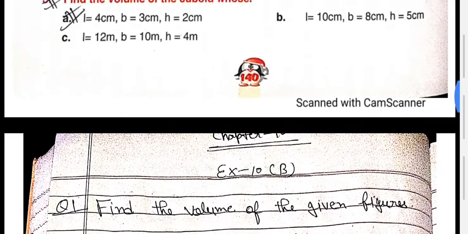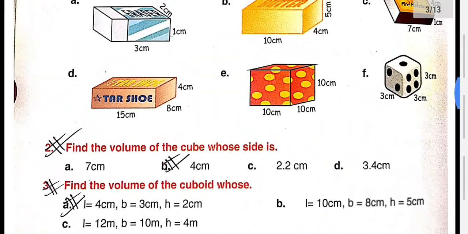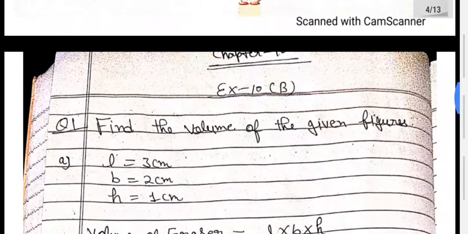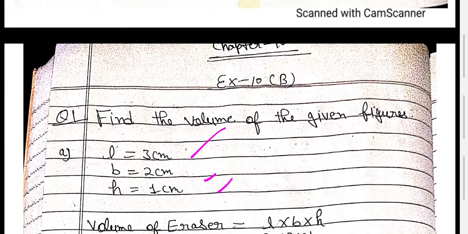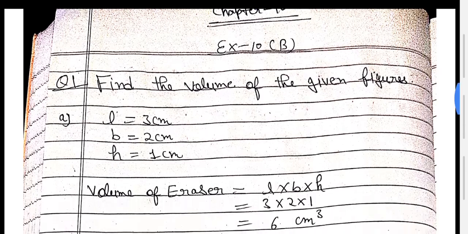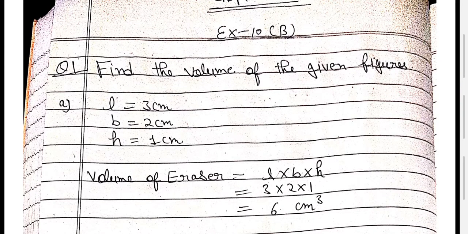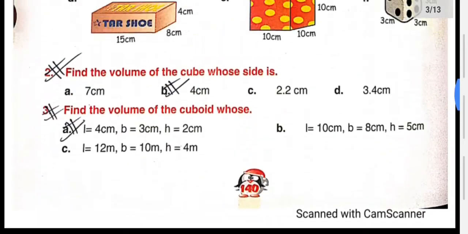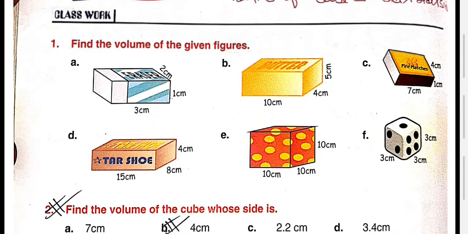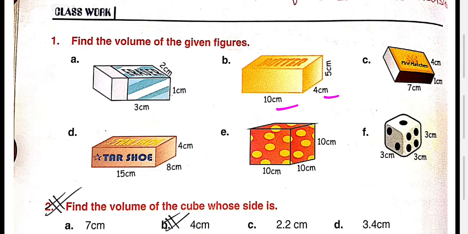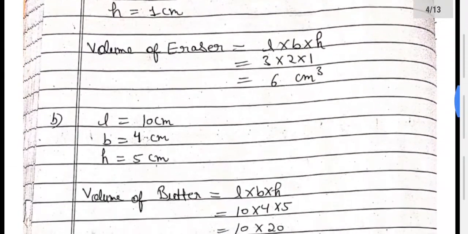So first one, let's see. First one, what is the length? Length is 3, breadth is 2, and height is 1. So you have to write here length is 3, breadth is 2, and height is 1 from the figure. Now volume of eraser, because the shape of this cuboid is eraser, is equal to L into B into H. So right here L 3, B 2, H 1. Now when you multiply you get 6 centimeter cube. It is the volume.